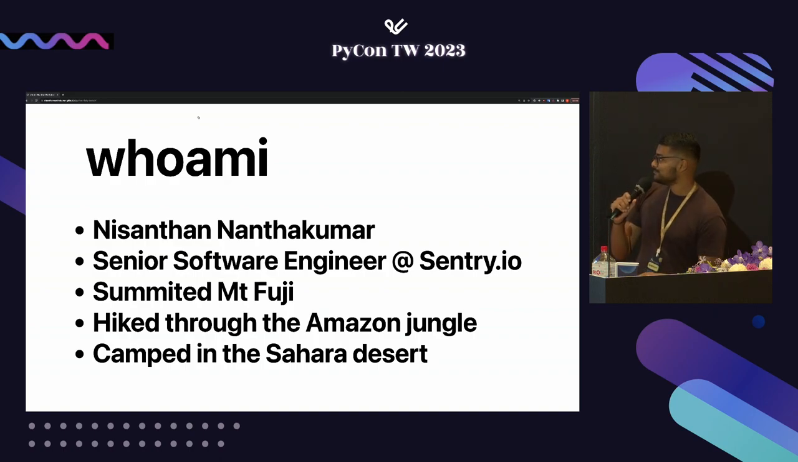So who am I? My name is Nisanthan. I'm a senior software engineer at Sentry. And some of my personal achievements are that I've summited Mount Fuji, hiked through the Amazon jungle, and camped in the Sahara Desert.